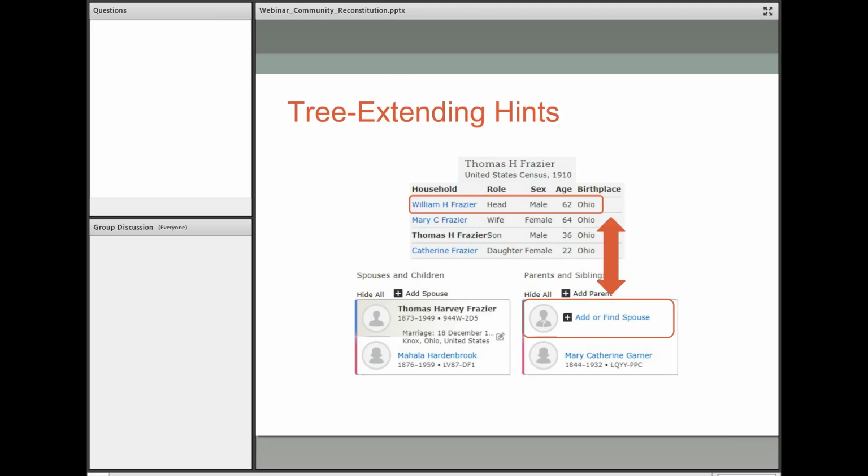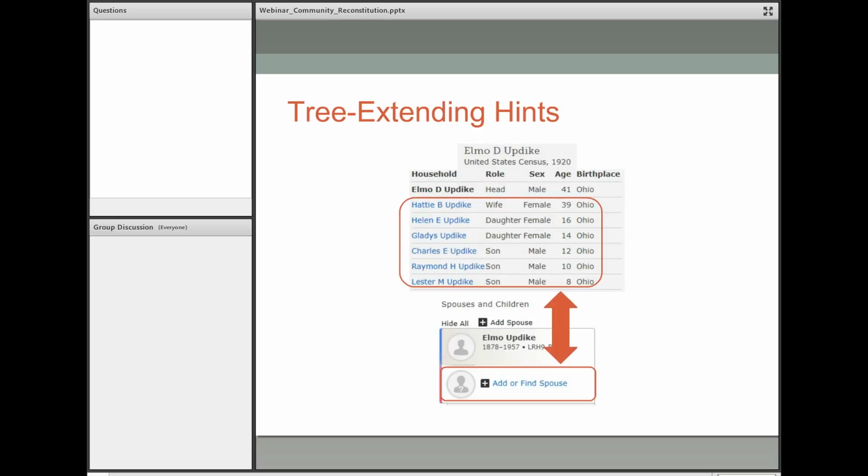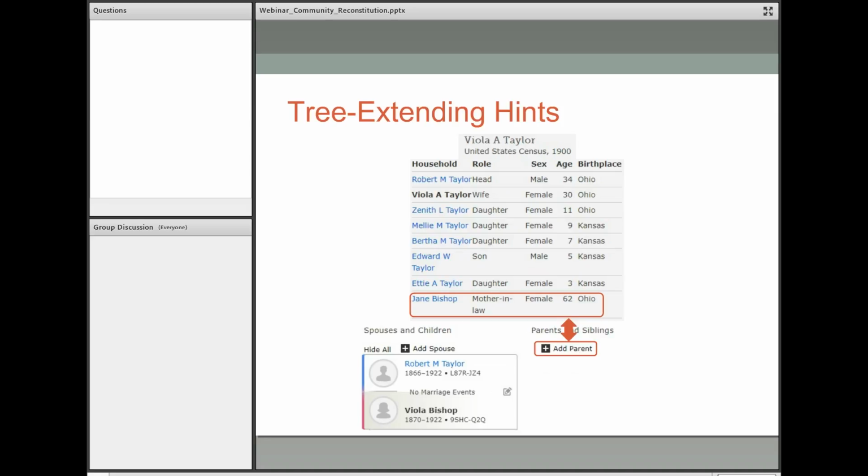And here's another example where Elmo Updike is listed with his wife and children on the family tree, but he doesn't have a spouse, and so this record could allow us to expand his family by adding in his spouse and children. And here's just another example where we found a mother-in-law, and so we can add in Viola Bishop's mother to the family tree because she didn't have a parent before.